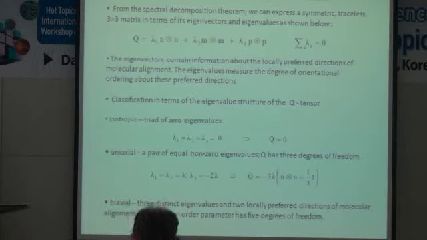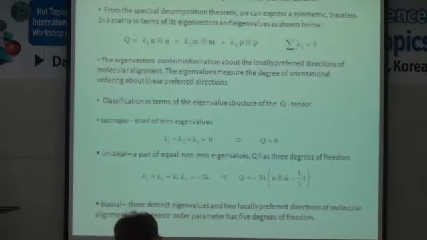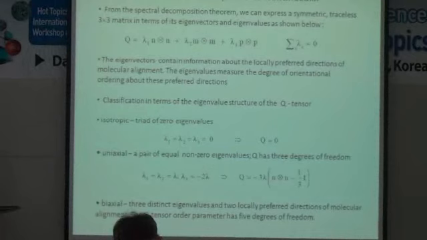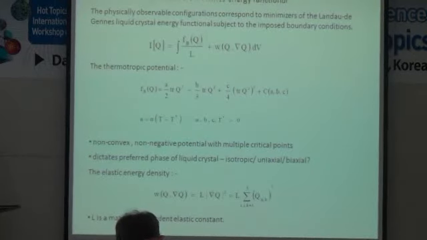And the third case is the biaxial case, where there are 3 distinct eigenvalues. The biaxial case is mathematically pretty difficult anyway, but there's clearly a secondary direction of alignment. It's harder. Now, the Landau-de Gennes theory, like the Oseen-Frank theory, is also a variational theory. So there's an associated Landau-de Gennes energy functional.